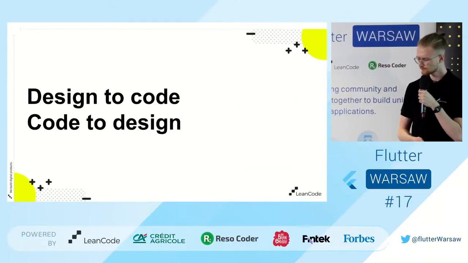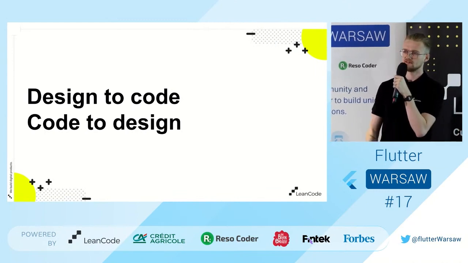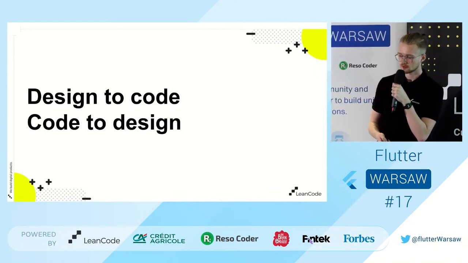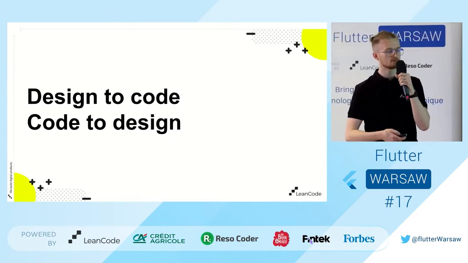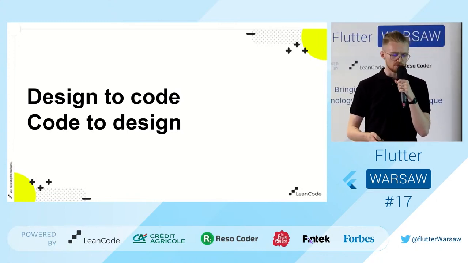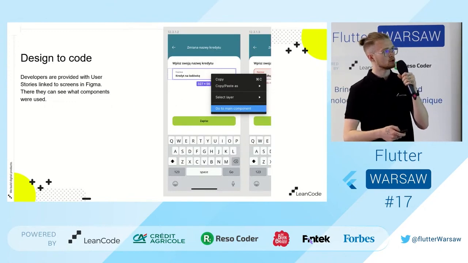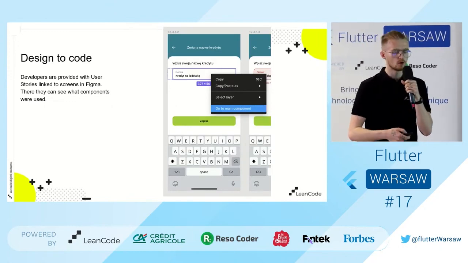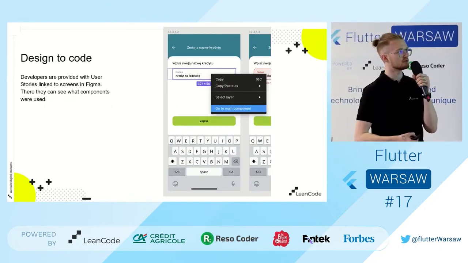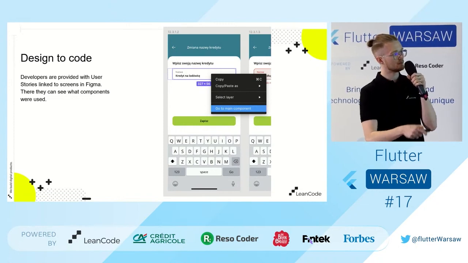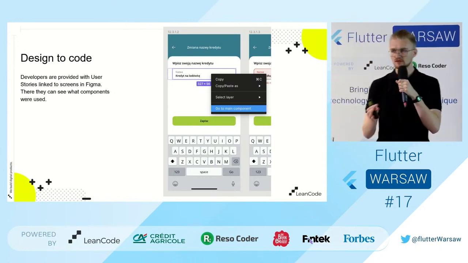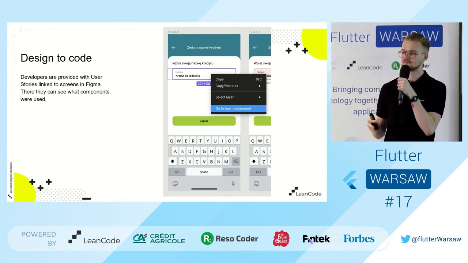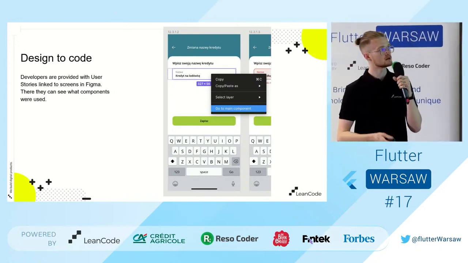The developers are working with user stories. Those user stories have screen designs in them. But how do developers know what components to use from this design? This is a mock-up of a screen from Figma, from some other file, because our Figma was really big. We had different Figma files for different squads.